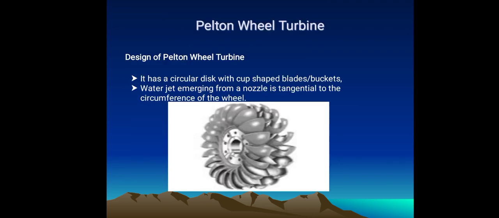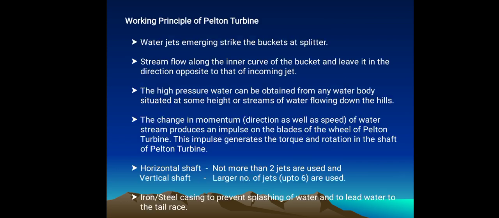Next, we can see the design of the Pelton wheel turbine. It is a circular disc with cup-shaped blades, called buckets. The water jet emerging from a nozzle is tangential to the circumference of the wheel. The below diagram shows the schematic representation of the Pelton wheel turbine.